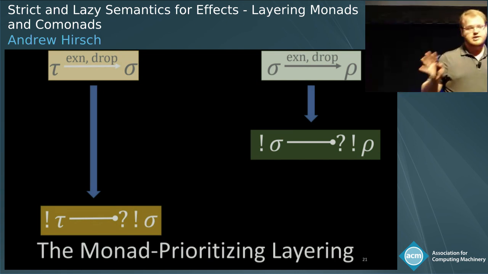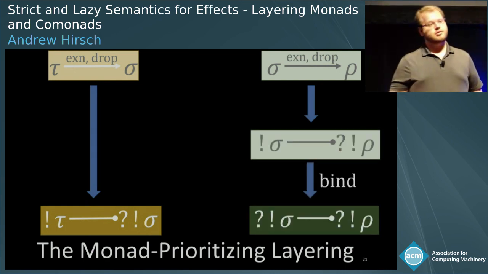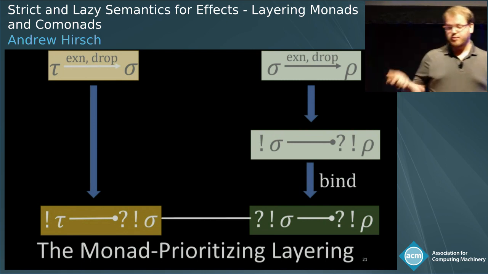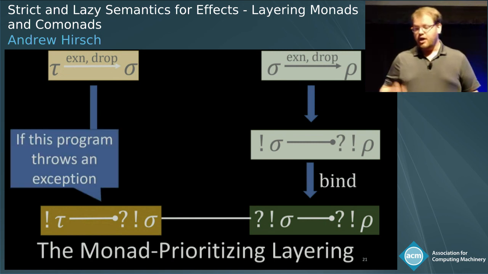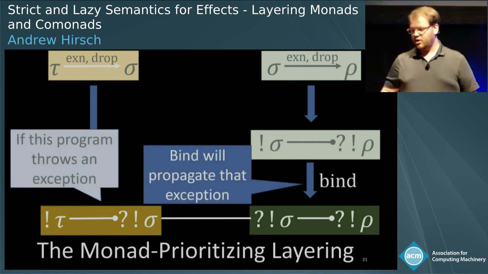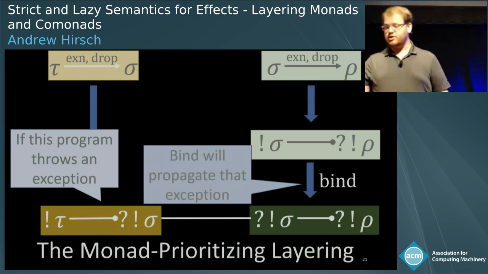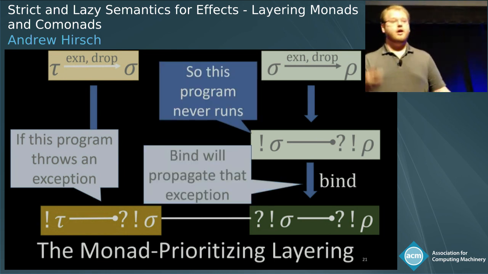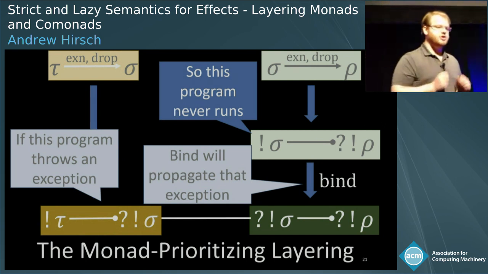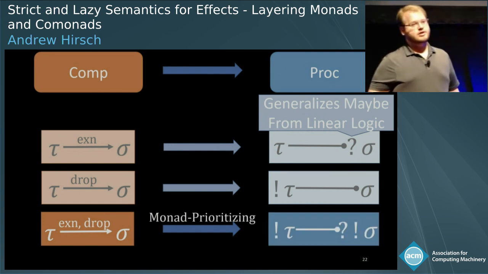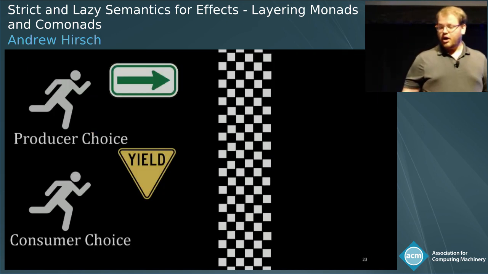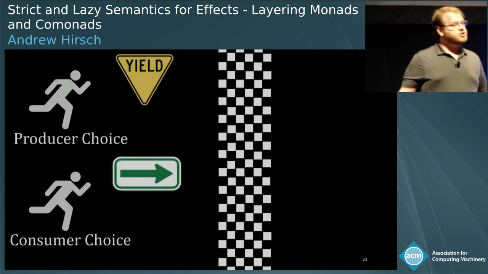And the neat thing about this is that while there's still a type mismatch here, it can be resolved simply by using bind. And now we can compose just as normal. And we know how bind works operationally. If this yellow program throws an exception, then bind propagates that exception forward so that the top green program never needs to run. Again, a strict interpretation of the program. So we can embed programs that throw exceptions and drop their inputs using the monad prioritizing layering. That's one choice.